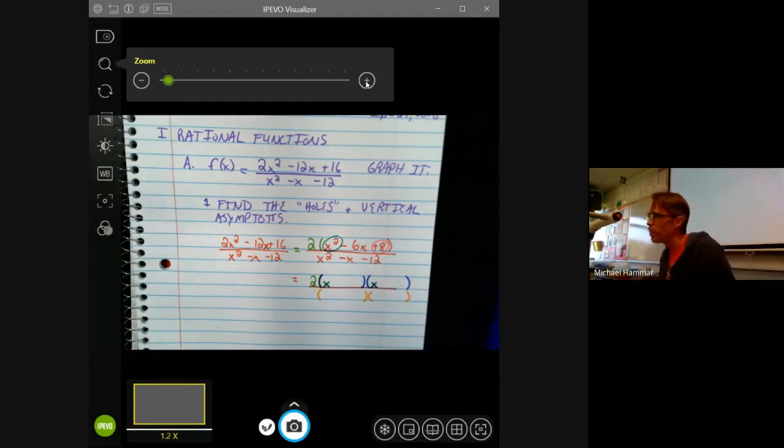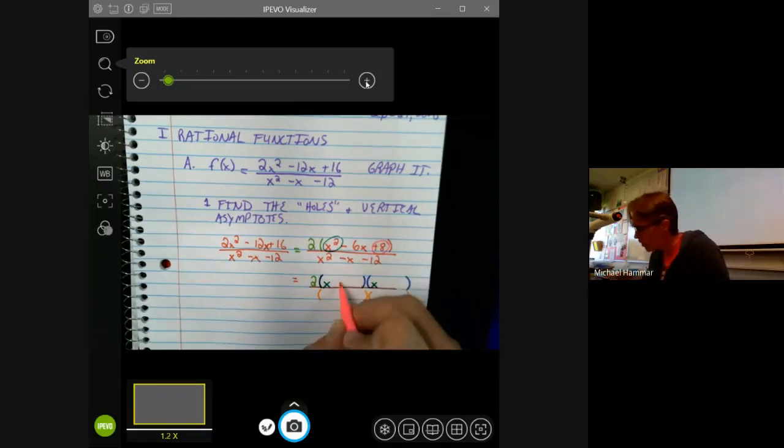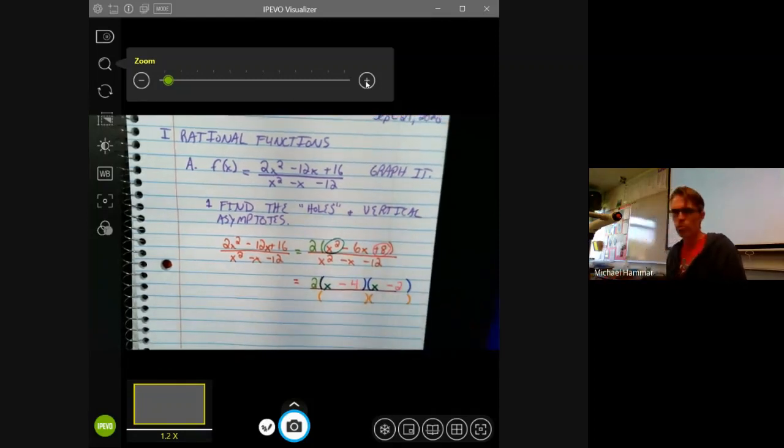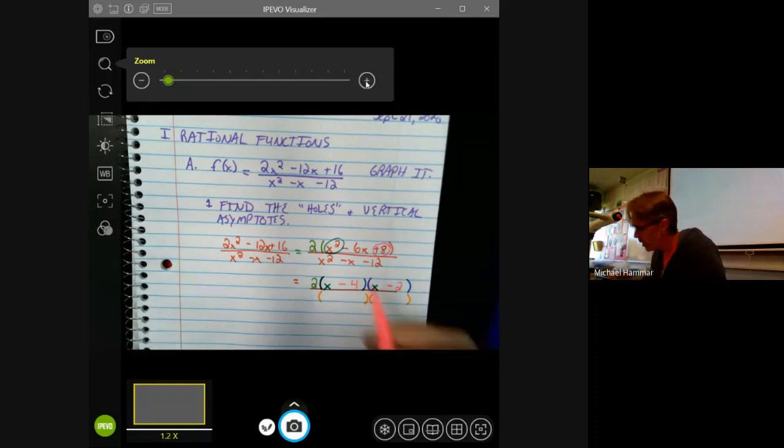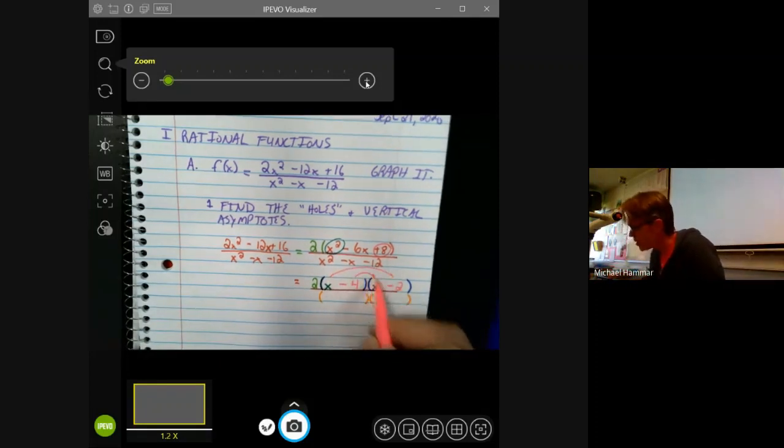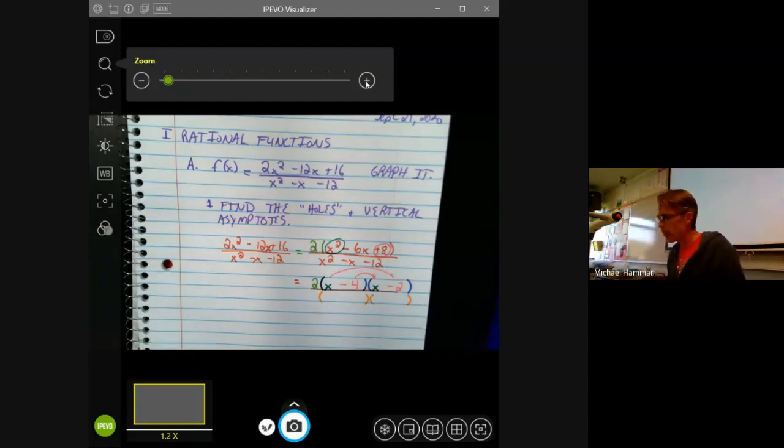So in my head, I'm thinking 4 times 2 is positive 8. But 4 plus 2 equals positive 6. But what if I use the negatives? What if I said negative 4 and negative 2? So negative 4 times negative 2 is positive 8. When you check these out, what's negative 2x and negative 4x?